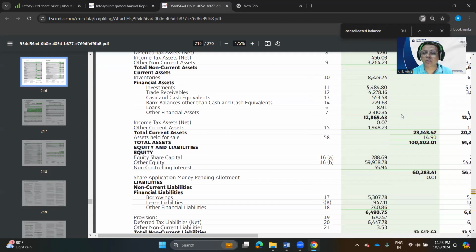An inventory of 8,330 crore is visible. Inventory can be your end product inventory, it can be your raw material inventory. Basically it is a combination of both: your end product, your raw material, your spares, all together, the inventory gets reflected, right? Next component is investment. I was referring to investment in the long term and short term separately. So the company has short term investment of almost 5,484 crore.